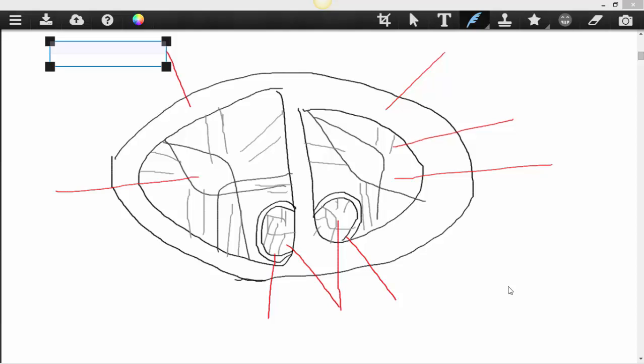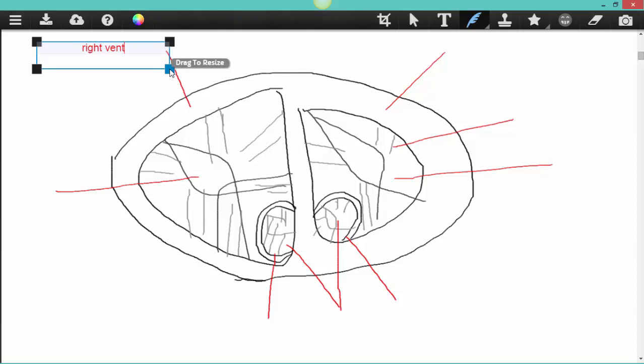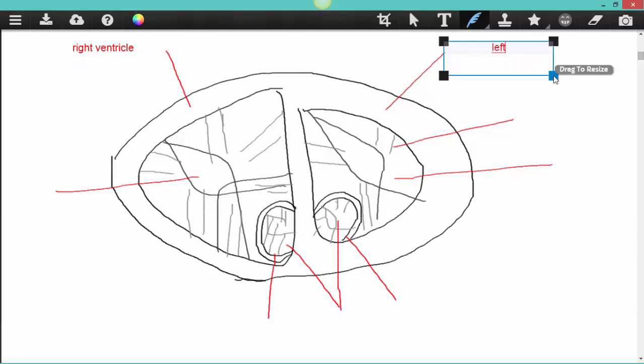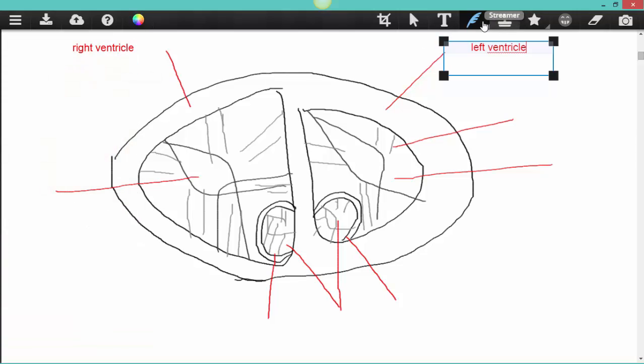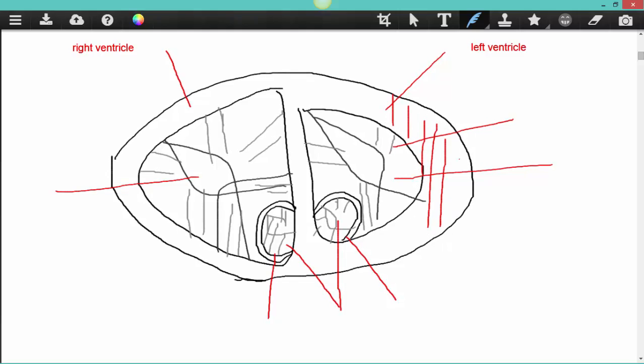This is the transverse section of the lower chambers of the heart. So this is the right ventricle, and this thus is the left ventricle. If you can see, the left ventricle has a thicker cardiac wall. As said before, this is to withstand the immense pressure of pumping blood throughout the body.